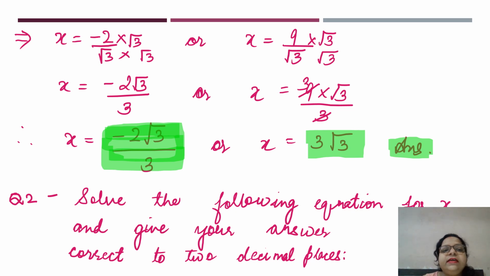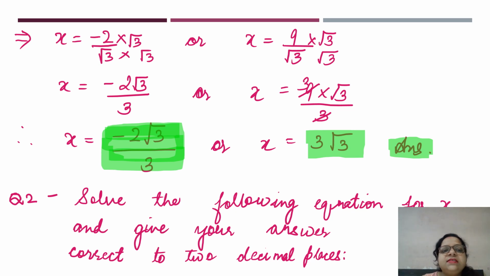Since we want the denominator to be, we want to change the denominator into a whole number, sorry, not a whole number, natural number, because 0 cannot be there in the denominator. So what we do, we multiply the numerator and the denominator by root 3.